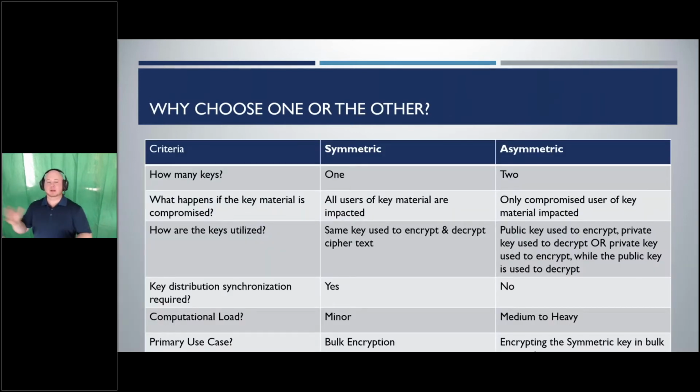So I just created this table. This is just a quick high-level overview, comparing the different components of symmetric versus asymmetric so that you can know which one you've got. Symmetric is just a single key. Asymmetric is two keys. What happens if your key material is compromised in asymmetric?